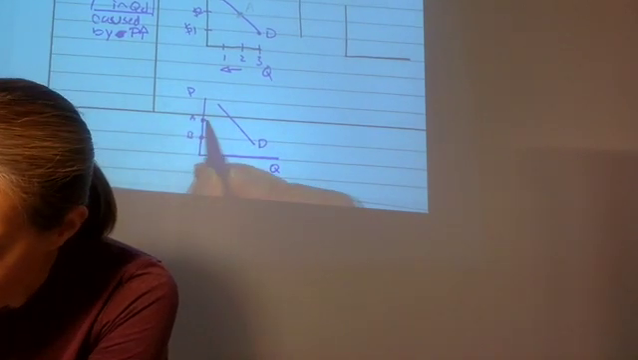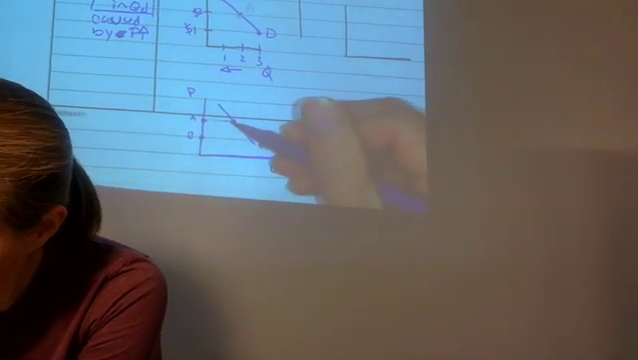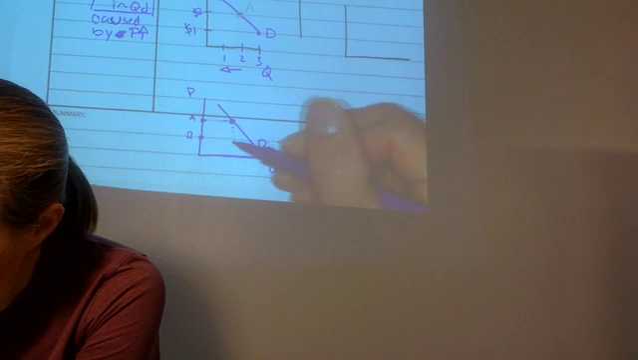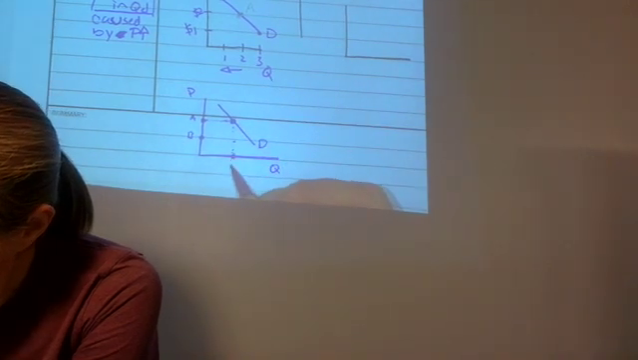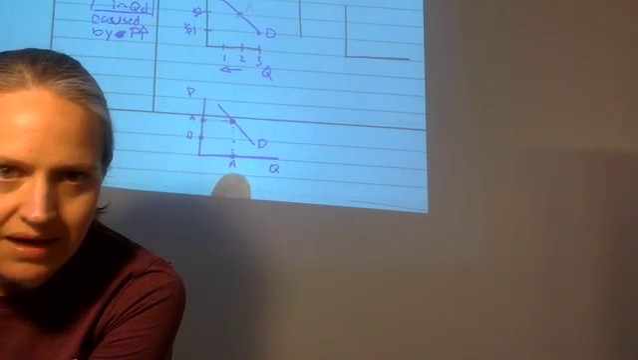Well, at A, what was the quantity demanded? We go over until we hit the line, the demand curve, and then we go down. So at price A, this is our quantity demanded.